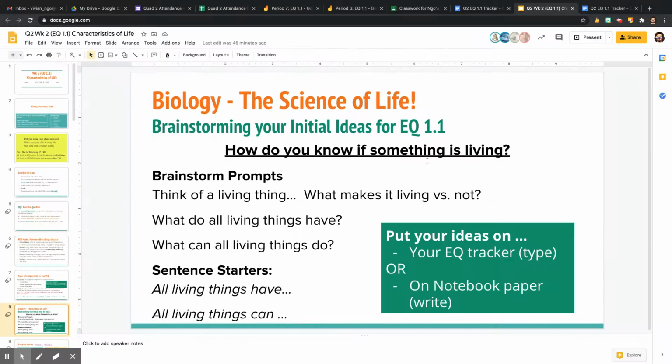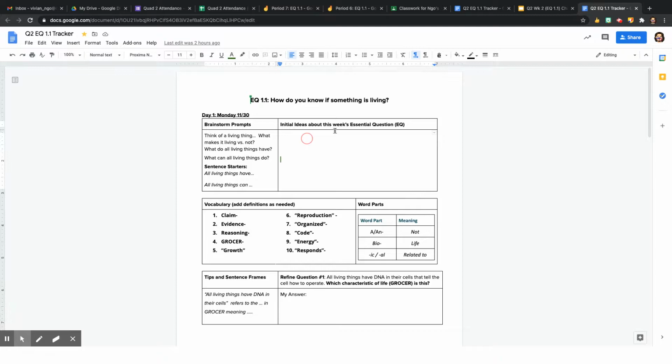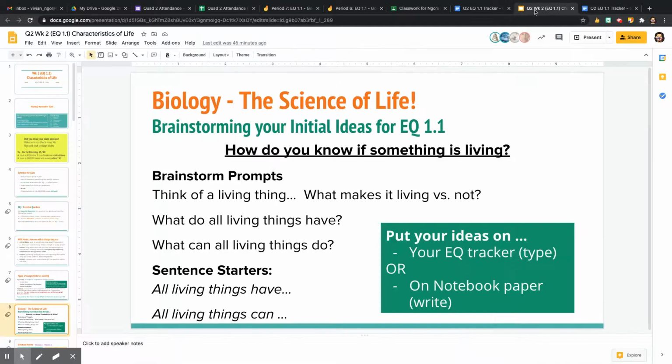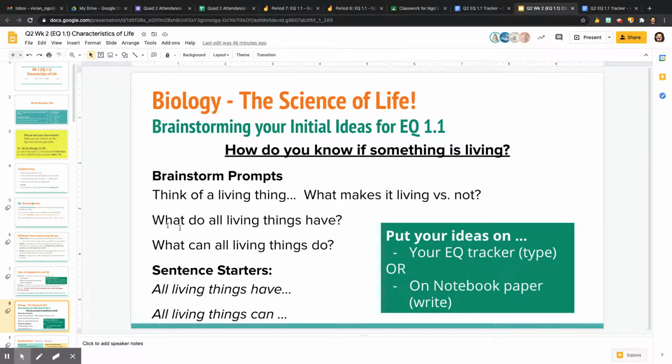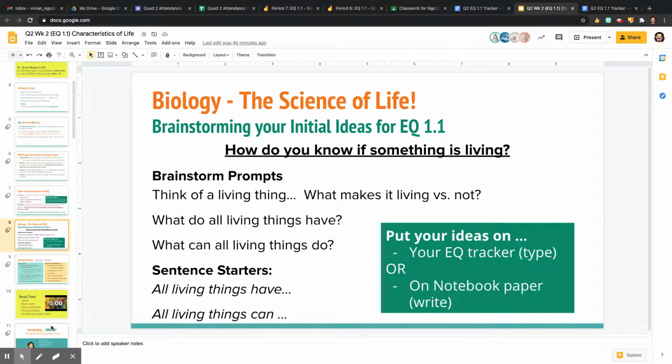tracker. So those of you who are doing this at home and not in class, go back to your EQ tracker and answer these brainstorm prompts in this area that's for initial ideas. Okay. So once you do that, we are going to skip the breakout room because you obviously are not going to be in it, and we are going to start talking about GROCHER.